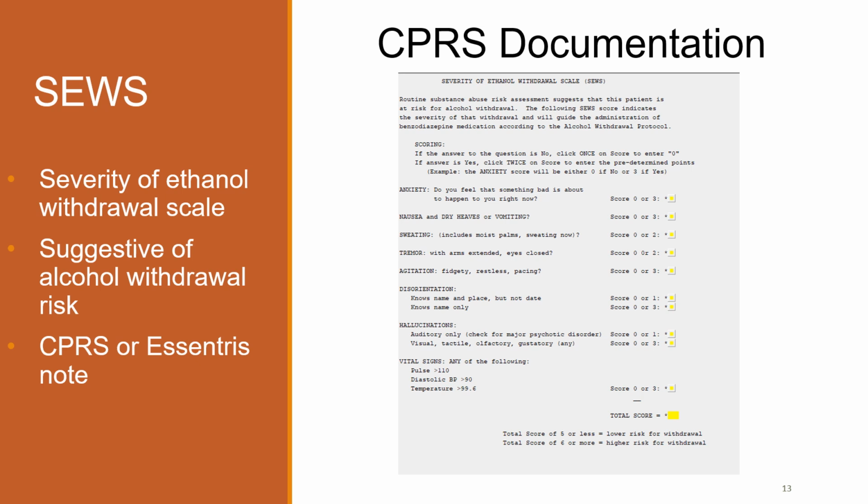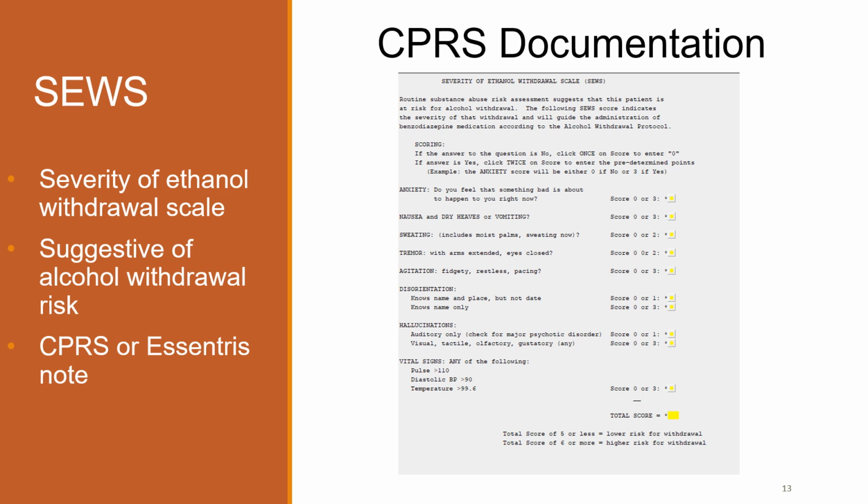Starting with anxiety, remember that a lot of patients have baseline or general anxiety. If the anxiety is subjective, it's important to ask about how the patient is feeling right now. Right now, do you feel dread or that something bad is about to happen to you? This could help you to know whether to score them. For nausea and dry heaves or vomiting, again, you're going to ask them how they're feeling right now. When assessing for sweating, this could include moist palms, and you want to know if this patient is currently sweating.